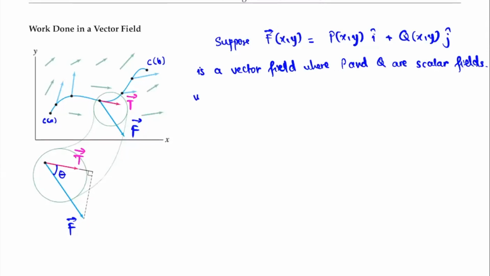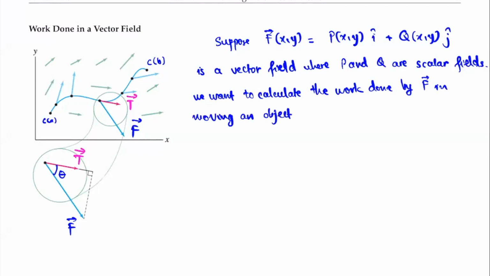So what we want to do here is calculate the work done by this vector field F in moving an object along a smooth curve C. This particular condition is important, that we consider the smooth curve C. A smooth curve means that it's differentiable. When we talk about differentiability, that means the smoothness of the curve.